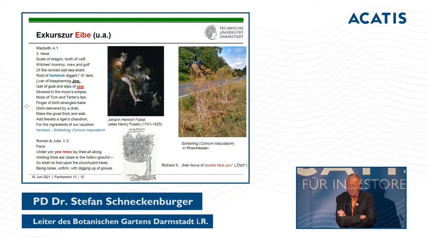So typical Shakespeare puns: scale of dragon, tooth of wolf. I think that he was not thinking about the Jews. He was just playing with Yew and Jew, which have the same pronunciation. And this type of pun you have very often. They were very popular at that time, so the audience was very happy with that. And Shakespeare was really a maestro using these types of wording.